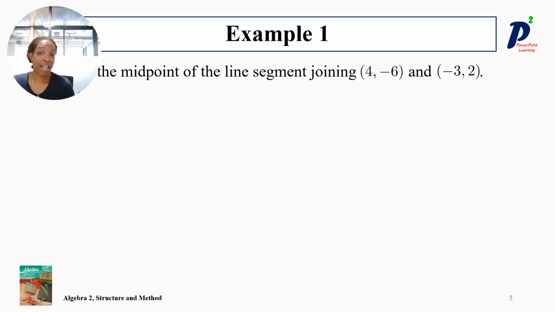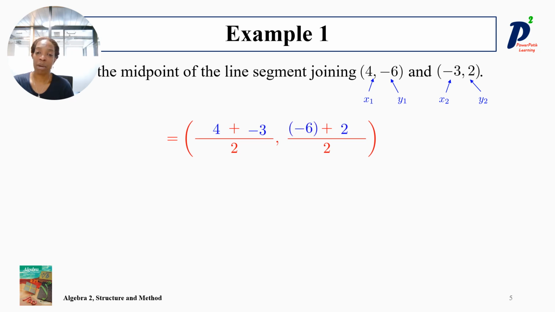Let's try an example together. We need to find the midpoint of the line segment joining (4, -6) and (-3, 2). First, I'll identify my coordinates. x1 is 4, y1 is -6, x2 is -3, and y2 is 2. Next, I'm going to substitute these into the midpoint formula one by one, and then I simplify, which brings us to our final answer, (1/2, -2). So you see, it's a fairly simple problem. You just have to find your coordinates and plug them in.